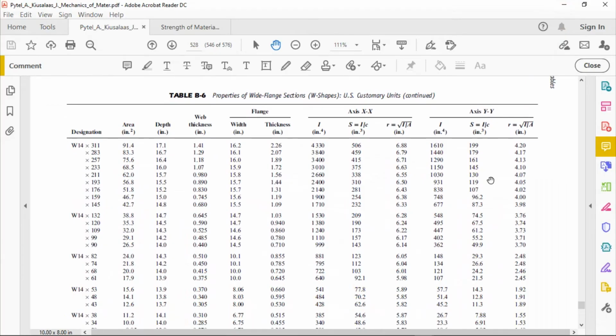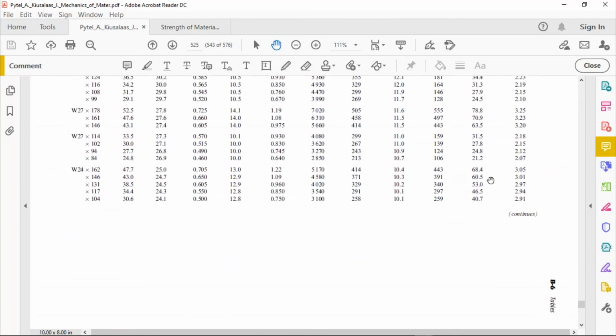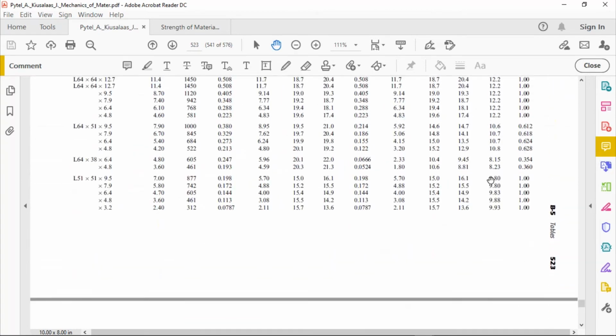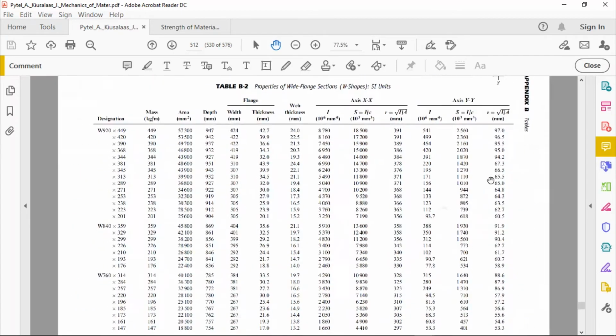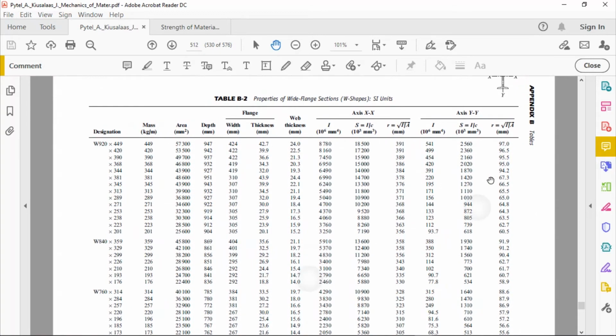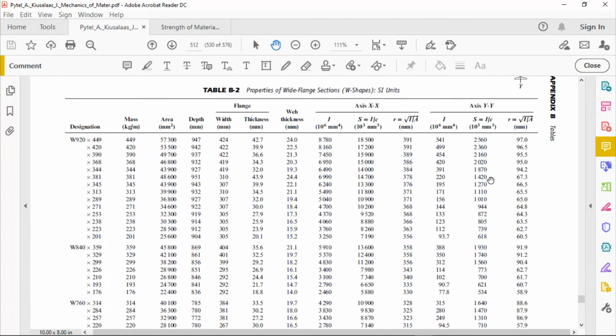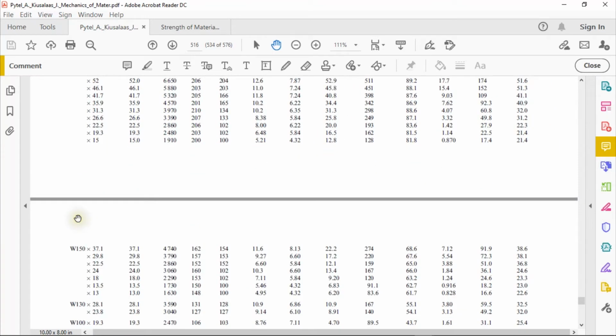Now let's go to the SI units, wide flange SI units. Again, I am using the Pytel and Kusalaa steel table. This is located at the back of the book. So this one, we have table B-2. This is the wide flange shape. These are the specifications. Now again, we first start from the bottom or the last cross sections of this shape. So we start from the smallest W shape.